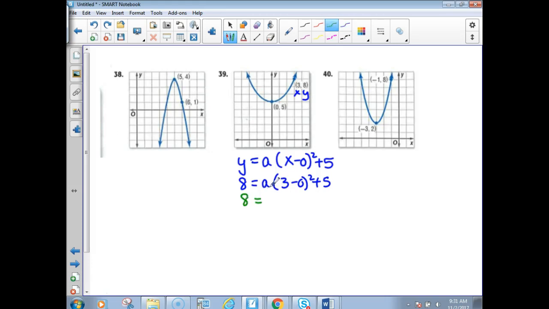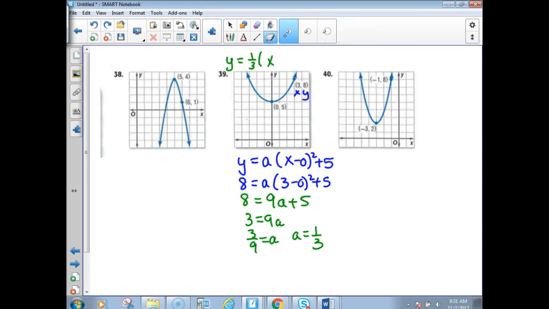So 8 equals 3 minus 0 is 3. 3 squared is 9. So I got 9A plus 5. Subtract 5. Divide by 9. So A is 1/3. Okay, you need to reduce it, of course. And then your equation is going to be y equals 1/3 x. Well, you don't even have to put in the parentheses because it's just x squared, because the h value is 0, and then plus 5.